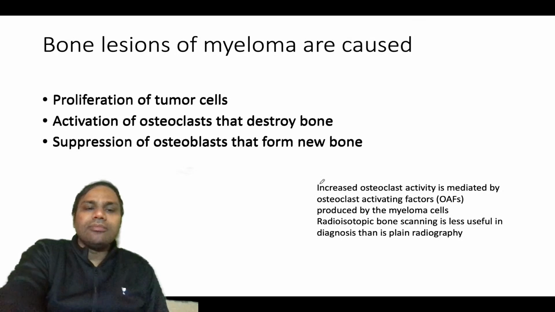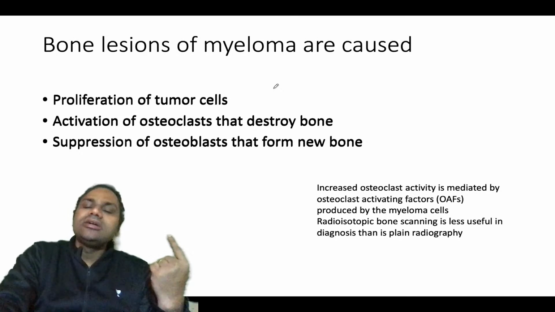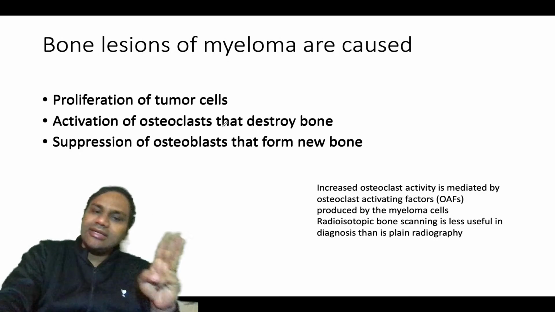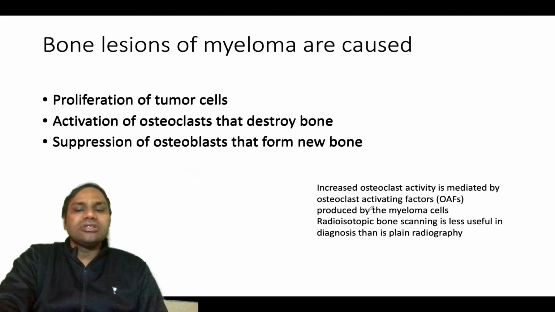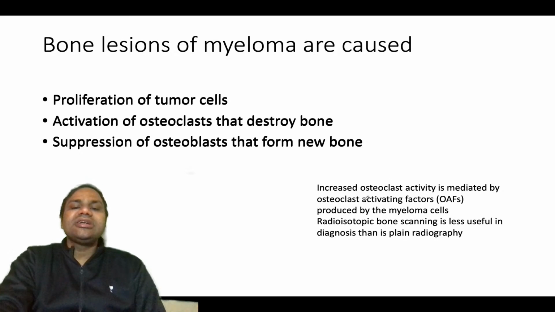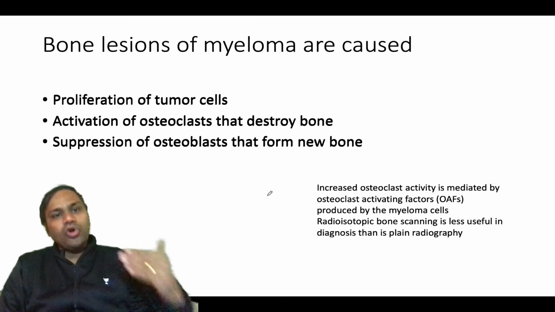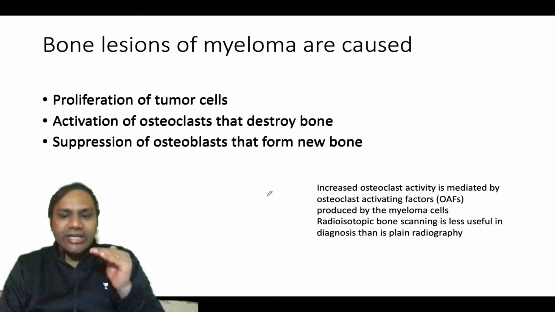Now, why are bone lesions caused? Because of proliferation of the tumor cells, then there is activation of osteoclasts that destroy the bone, and there is suppression of the osteoblasts. That's why there is bone pain. This osteoclastic activity is mediated by osteoclast activating factors produced by the myeloma cells. Remember, in bone lesions you basically see lytic lesions.